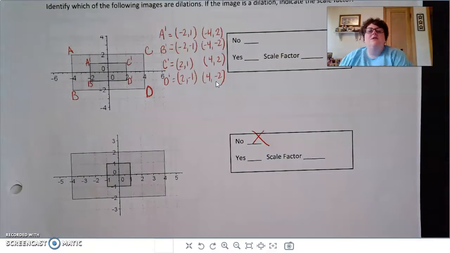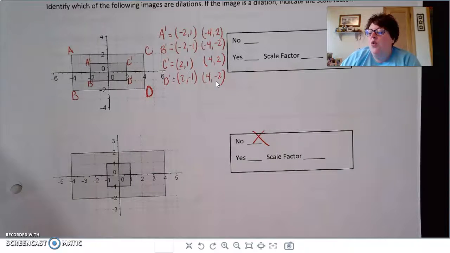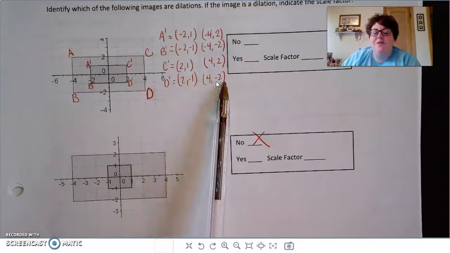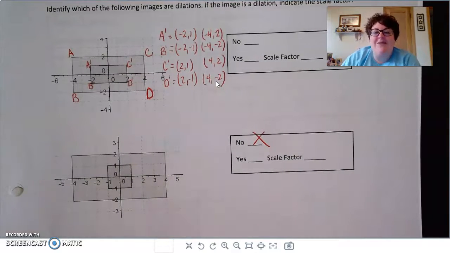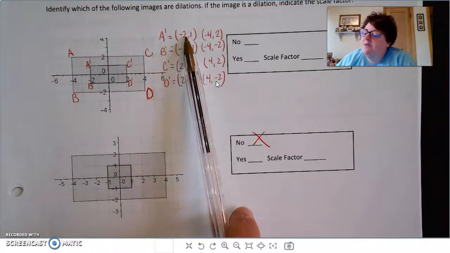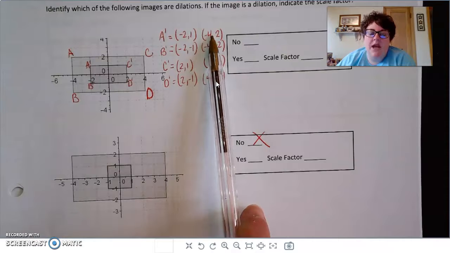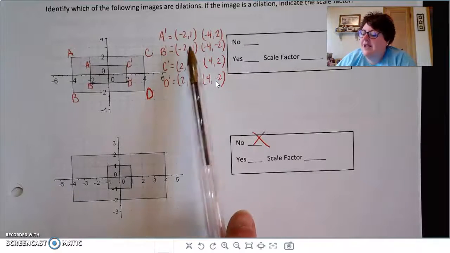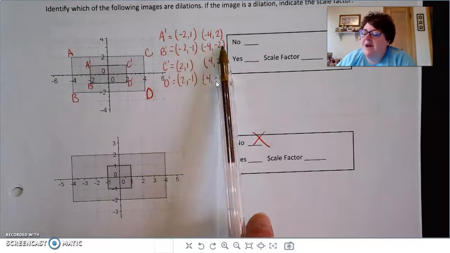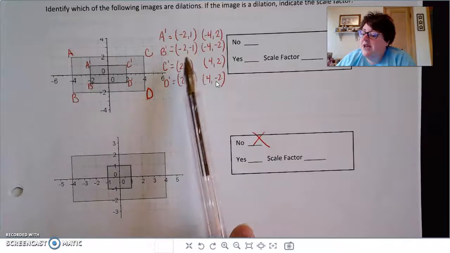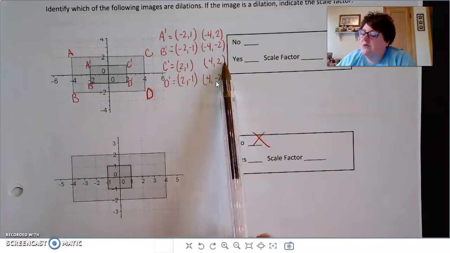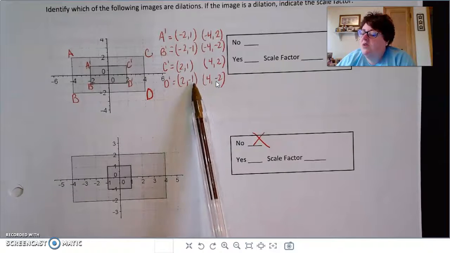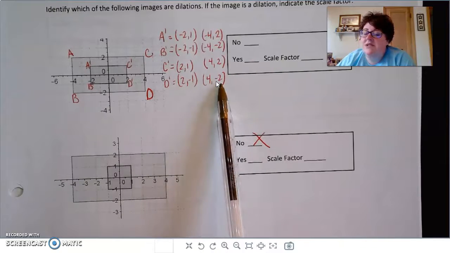You can tell if this is a dilation if you can go from one set of points to the other set of points by multiplying each one of them by the same scale factor. So start out: -2 times what gives me -4? 2. So is 2 times 1 a coordinate? Can I multiply each x, y by 2 and get the other one? 2 times 2 is 4, 1 times 2 is 2. 2 times 2 is 4. 1 times -1 times 2 is -2.